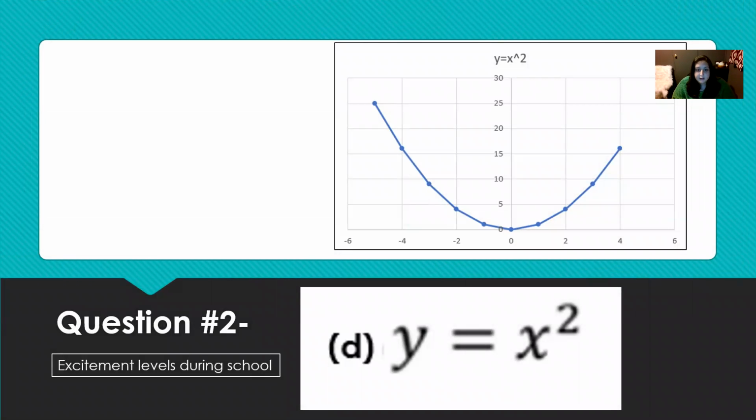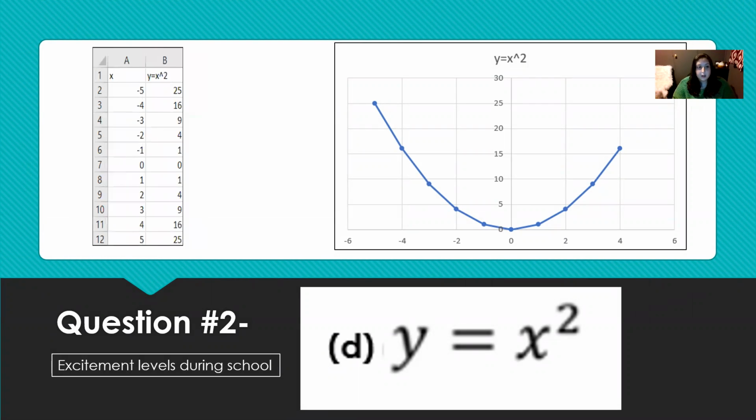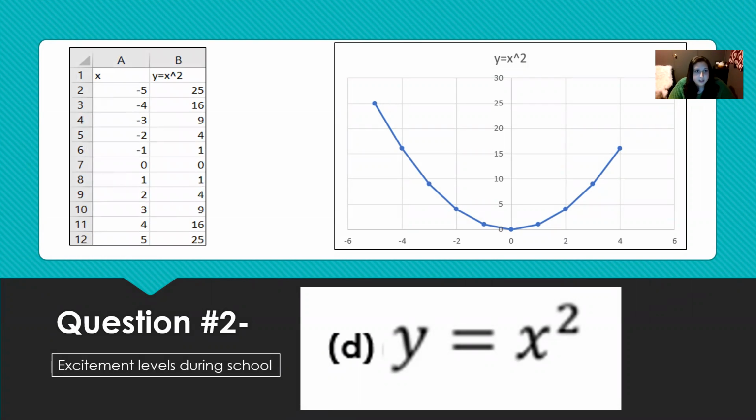Moving on to part D, we've got y equals x squared. On the chart on the left, we see that x equals negative 5. Meanwhile, y equals 25. But when we get down to 0, it equals 0. So we've got x is 0 and then y is 0. And when we go to positive 5 for x, we've got a positive 25 again for the y. So it's going to make a U shape.